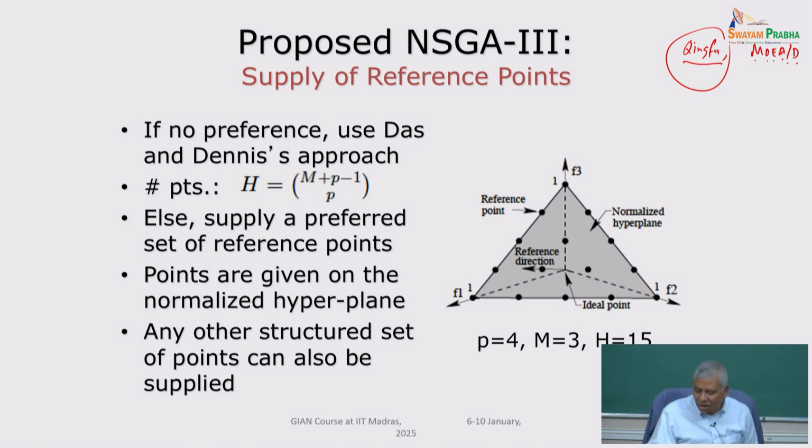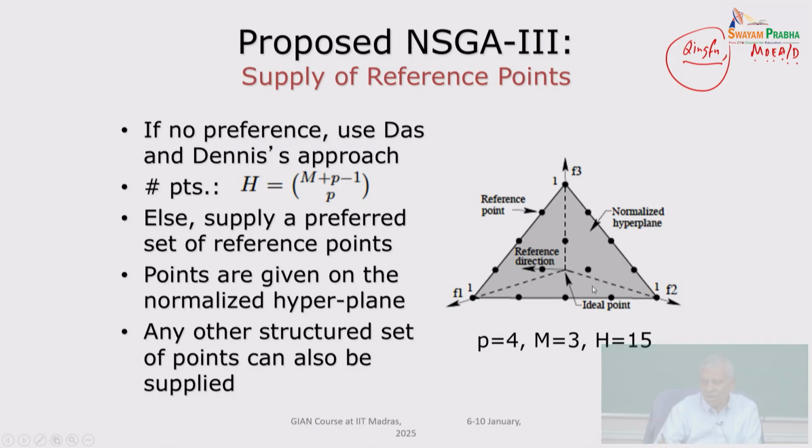Now I'm going to put a uniformly distributed set of points on this plane. Finally we found there is an approach called the Das and Dennis approach, where if you are not fussy about an arbitrary number of points, with a certain structured number of points, you can do such a distribution.